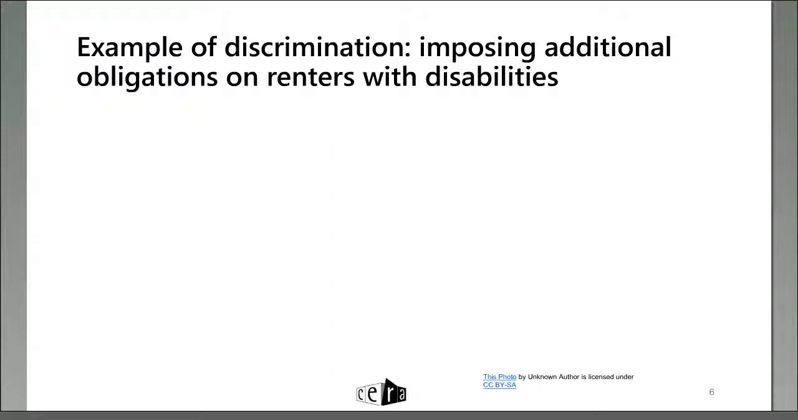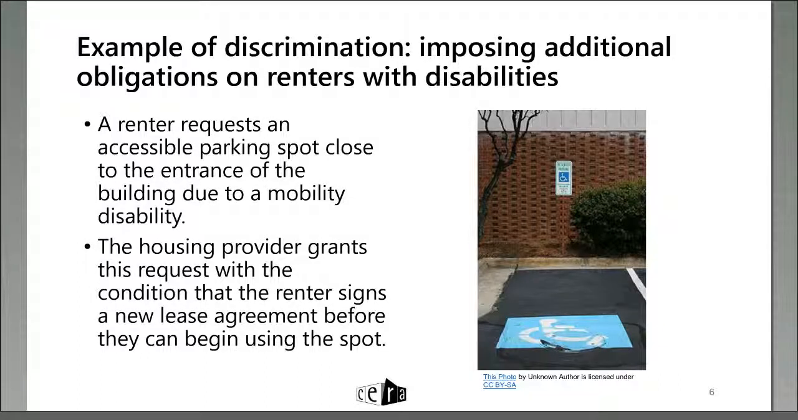Let's look at an example of discrimination that may not be obvious on the face of it. This is an example of what the Ontario Human Rights Code refers to as subtle discrimination. A renter requests an accessible parking spot close to the entrance of the building due to a mobility disability. You grant the request with the condition that the renter signs a new lease agreement before they can begin using the spot. This creates additional obligations on the renter with a disability that do not apply to other renters, and therefore it is discriminatory because the renter must take an additional step in the process in order to get the accommodation.